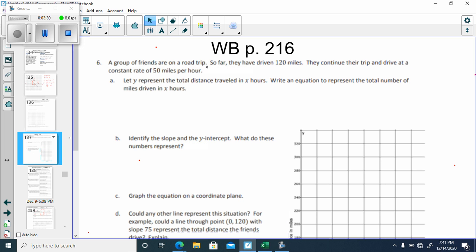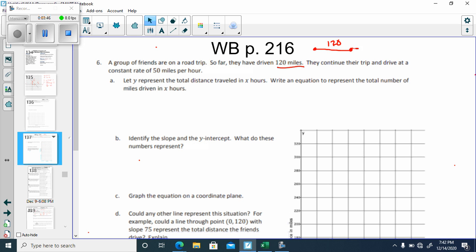A group of friends are on a road trip. So far, they've driven 120 miles. So they drove 120 miles and then they stopped, okay? Think about it like this. They're on a road trip. Here's where they started. They went 120 miles and then they stopped, okay?